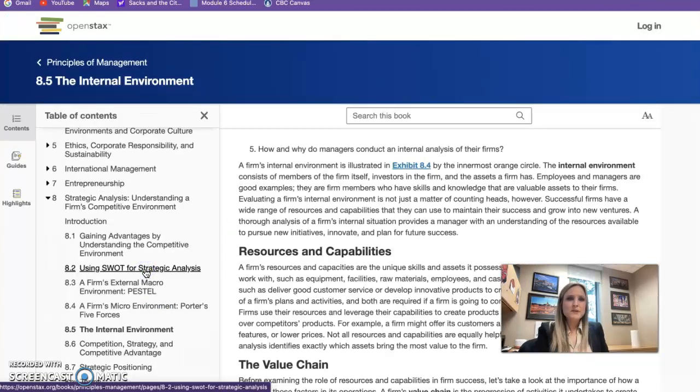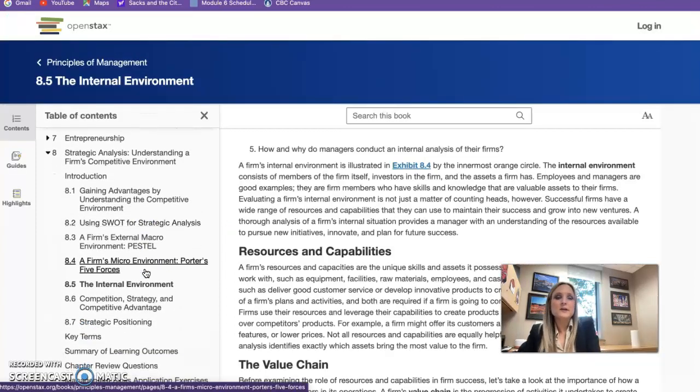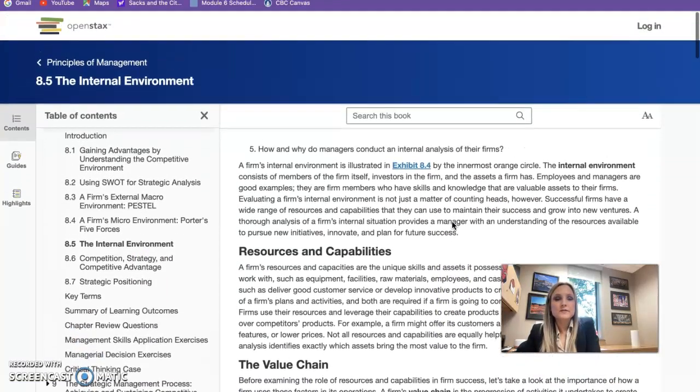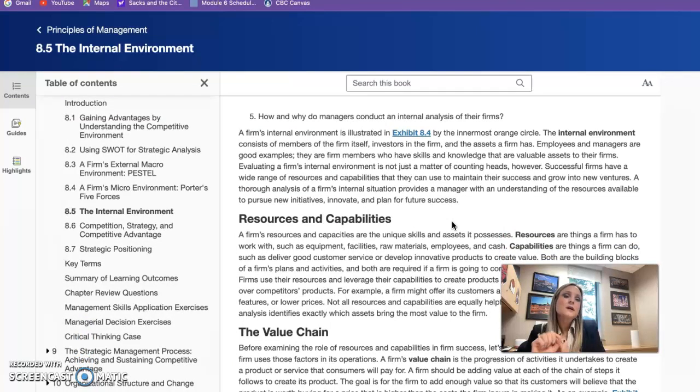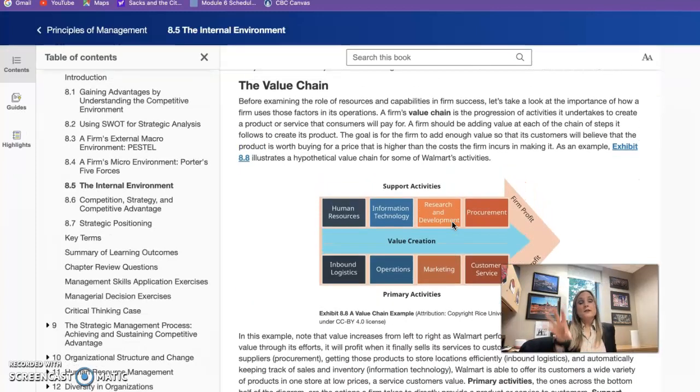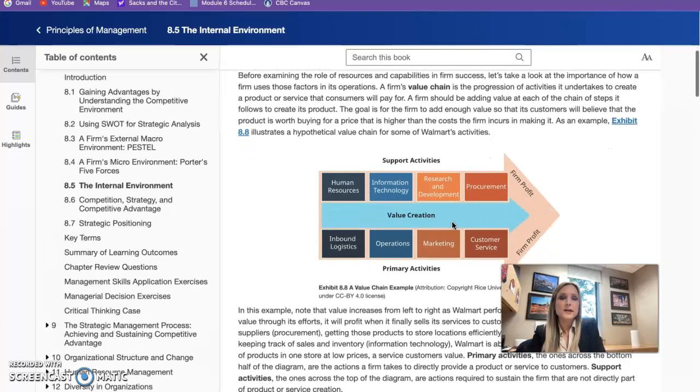When your book mentions the internal environment, there are some things to keep in mind. You have your resources, the things a firm has to work with, and your capabilities, what you can actually do. It mentions the value chain, and a lot of this that I've gone through you will visit to some extent on your quiz, and the value chain is definitely one of them as well. So it's the progression of activities that a firm undertakes to create that product.